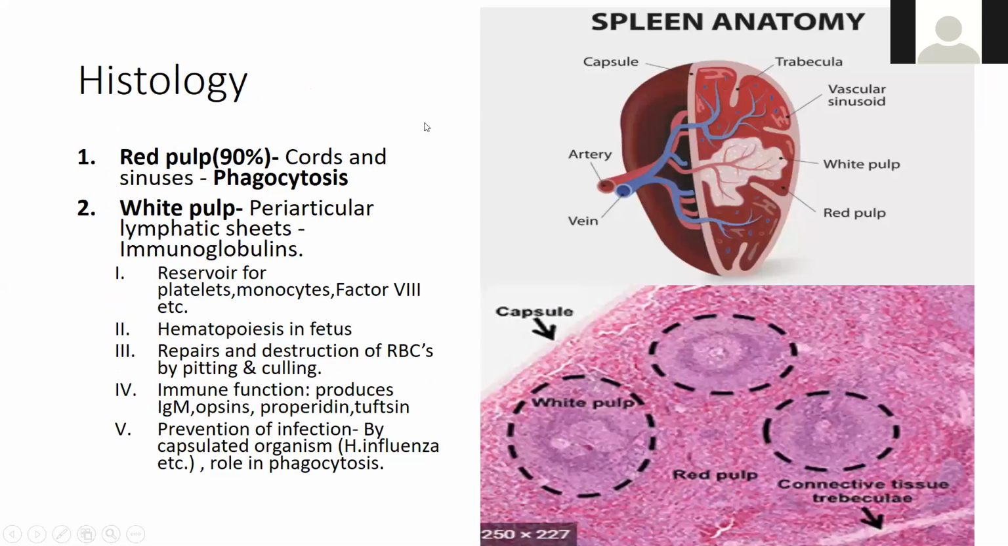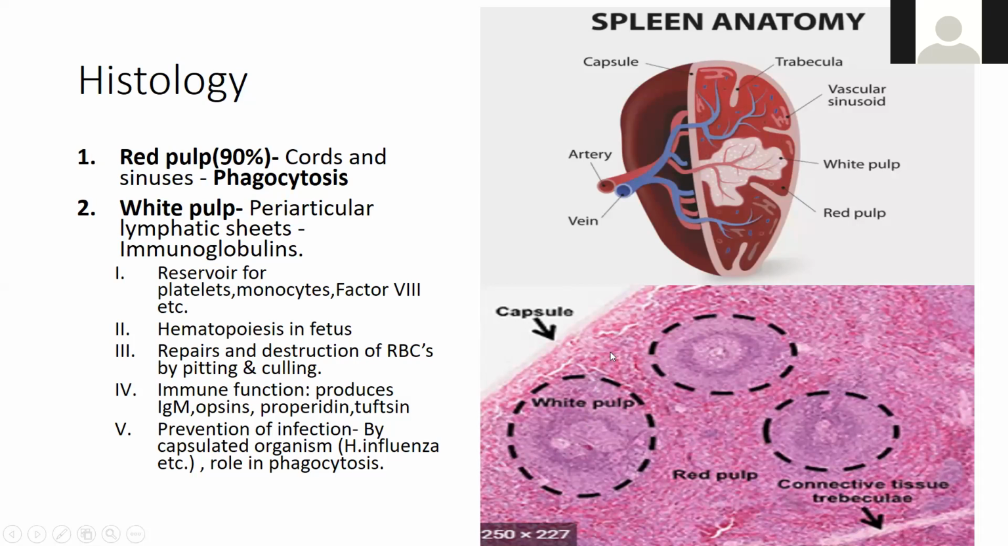Histology is important as well, because most of our postoperative management is centered around this and the complications of removing a spleen. As we know, the spleen is made up of white and red pulp. The red pulp forms 90% of the spleen and is usually where phagocytosis occurs. Around the periarterial regions, you have the white pulp, which is responsible for a lot of immunological functions. They don't only form reservoirs for platelets, but also other clotting factors.